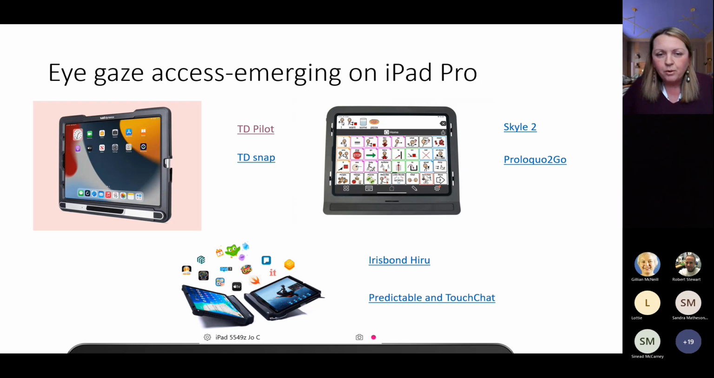And then there's the iRespond Hiru, which is another new device which we're looking forward to trying out, which has certain apps it will work alongside, including Predictable and Touch Chat. And there's a couple of links that hopefully Gillian will pop in the chat about those, so you can find out more about eye gaze access.